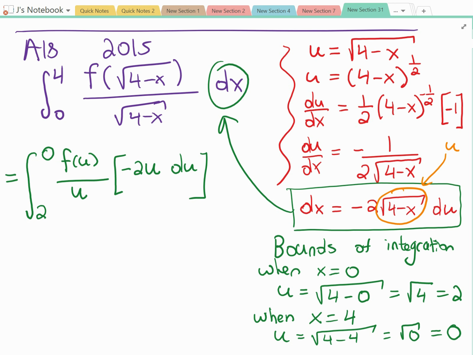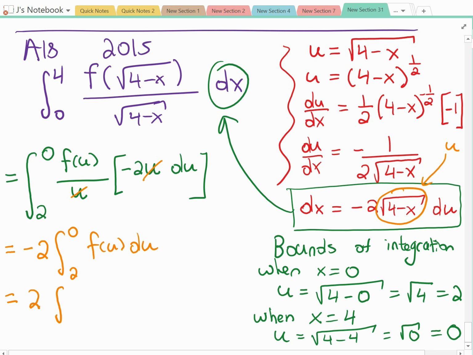Okay, now the u on the top and the u on the bottom, they cancel. We can bring the negative 2 out front. This is negative 2 times the integral from 2 to 0. So we'll absorb this negative sign into switching the bounds of integration, the order of the bounds. Now the negative is gone, but the 0 and 2 have switched. We have f of u du, and that is one of the options. That's option B.